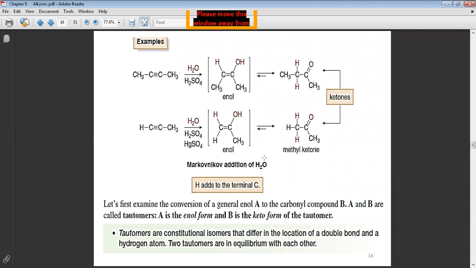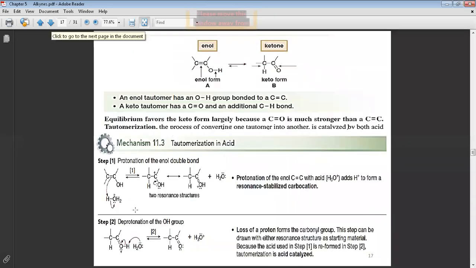This is important. Okay, this is important. According to the Markovnikov rule, this is the addition. How is the mechanism? Here is the mechanism. We will take it.